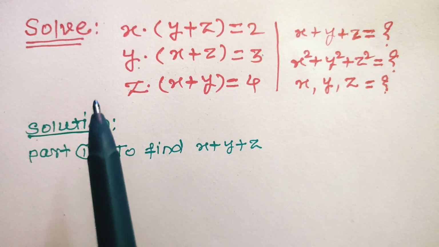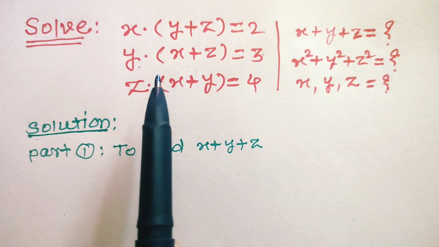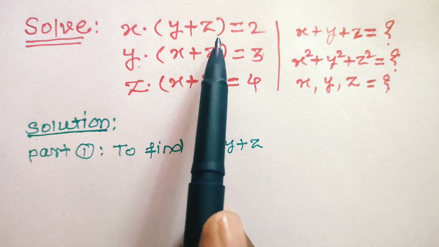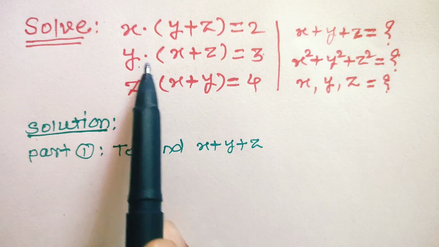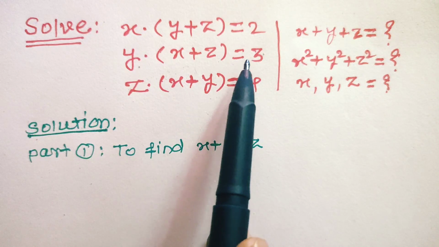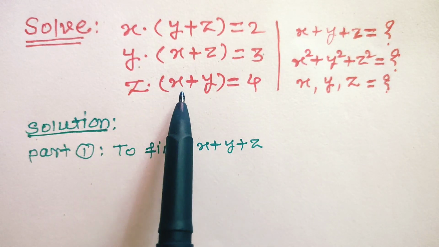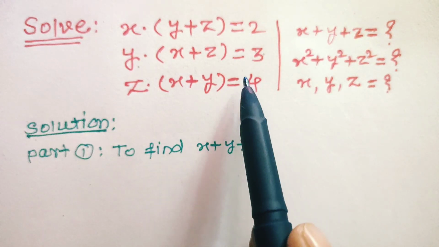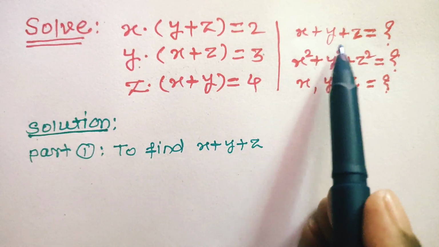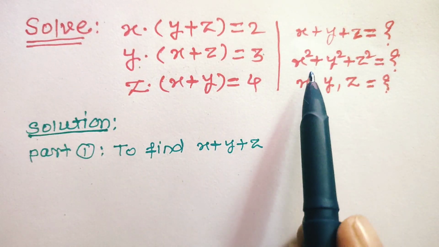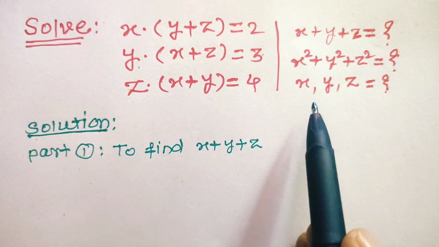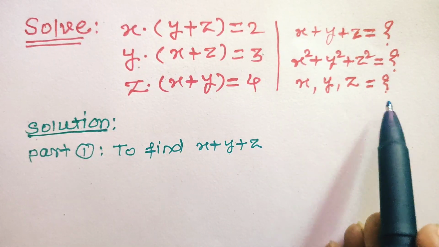Hello everyone. Let us solve this system of symmetric equations. x(y + z) = 2, y(x + z) = 3, z(x + y) = 4. By using these three equations, we have to find x + y + z as well as x² + y² + z², and the separate values of x, y and z.